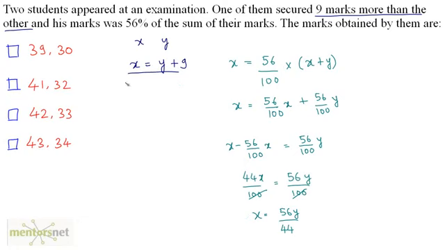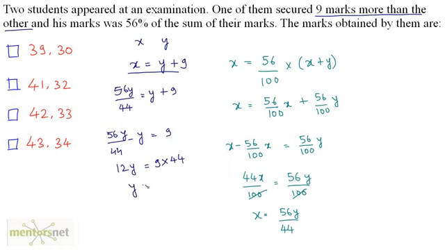So this is equals to 56y upon 44 is equals to y plus 9, right? So I have 56y upon 44 minus y is equals to 9, and 56y minus 44y will give you 12y upon 44 is equals to 9. Now I can put this 44 to the right hand side of equals to, so this is equals to 9 times 44. So y is equals to 9 times 44 by 12.